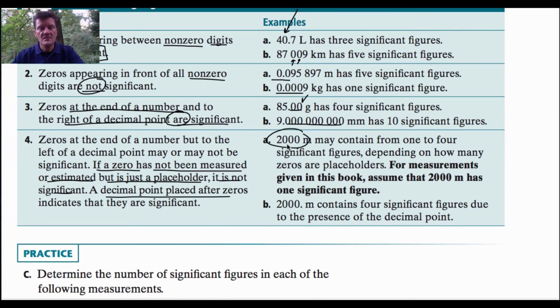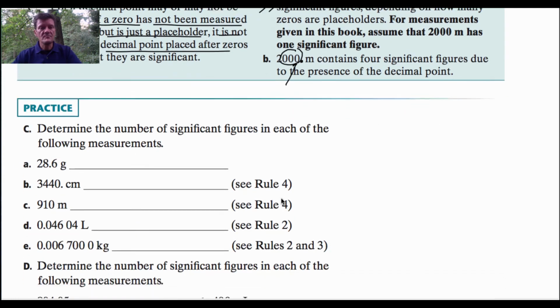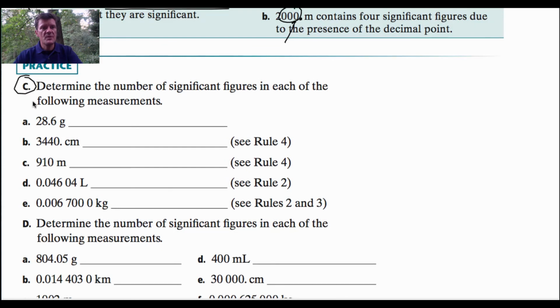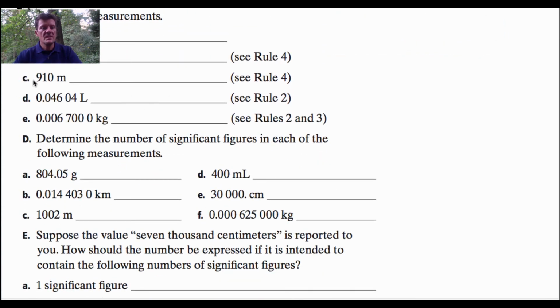How will we know? A decimal point has to be there. So if I write 2,000, those zeros are just placeholders. They're not part of the measurement, not part of the certainty and the one estimated value. These are not significant. But if you see a decimal point right there, that means I have measured to the nearest meter. Here I only measured to the nearest 1,000 meters, 2,000 meters. If I put a decimal point here, then all of these zeros are part of the measurement. Okay, very important.